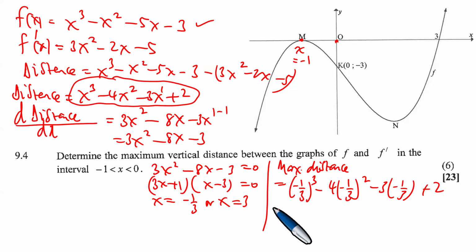So in the end, this gives 2,52. So the maximum distance is 2,52 units. Take note of that. 2,52 units, and this is the answer in terms of the maximum vertical distance.